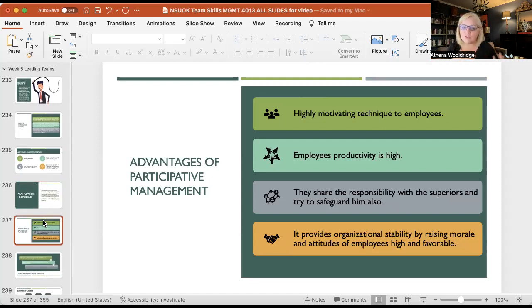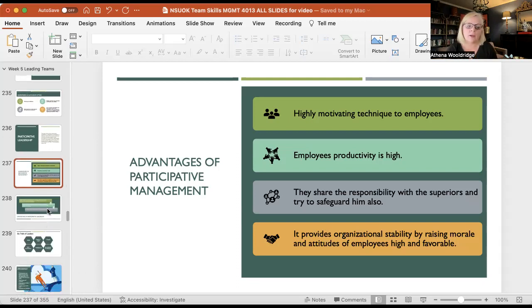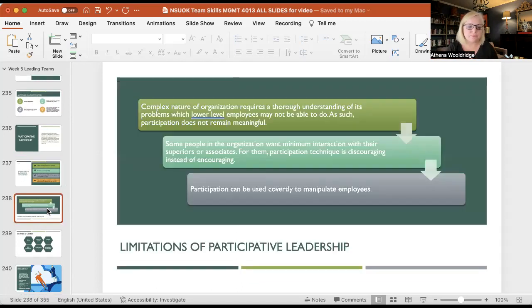Okay, what are the advantages of participative management? Well, they can be highly motivating, right? It creates high productivity because people feel like they have buy-in. They feel like they have shared responsibility. It increases morale because they don't feel like they're being overlooked. So this is a strong way of managing, and it's what we really now see in a collaborative nature in most organizations, particularly those organizations where individuals are wearing multiple hats. This participative style is really almost necessary in order to be very efficient.